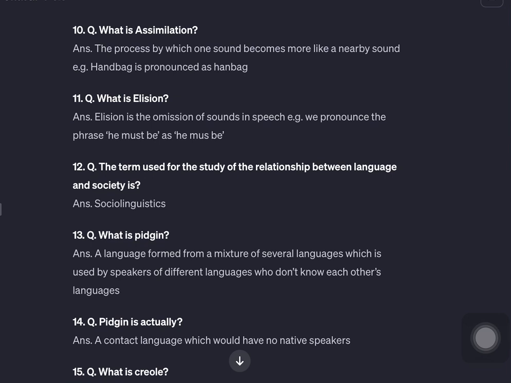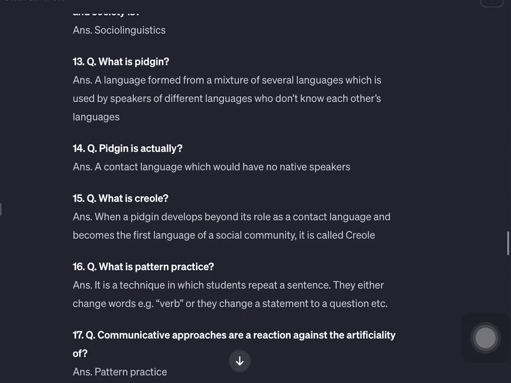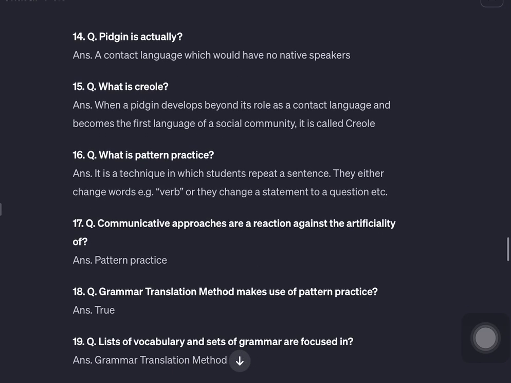12. Q. The term used for the study of the relationship between language and society is? Ans. Sociolinguistics. 13. Q. What is pidgin? Ans. A language formed from a mixture of several languages which is used by speakers of different languages who don't know each other's languages. 14. Q. Pidgin is actually? Ans. A contact language which would have no native speakers. 15. Q. What is Creole? Ans. When a pidgin develops beyond its role as a contact language and becomes the first language of a social community, it is called Creole.